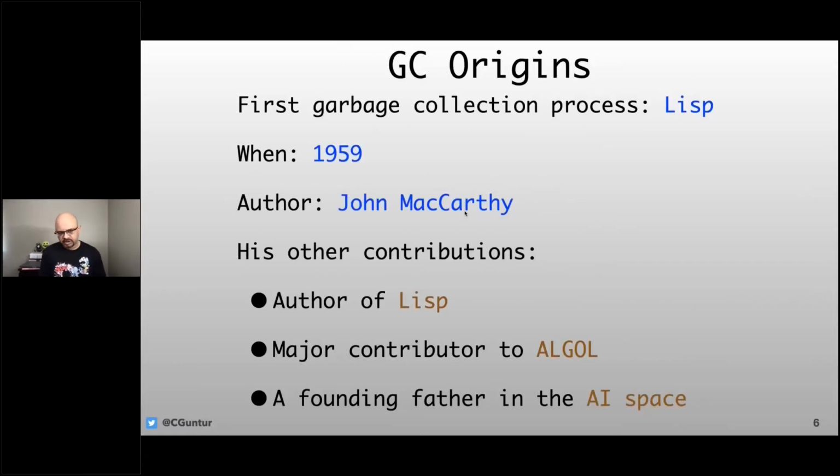Where did garbage collection start? It started with a programming language called Lisp. It was created back in 1959, so it's not a new concept we are talking about. The author was John McCarthy, and he's quite famous. He's a founding father in the AI space. In fact, a lot of his contributions are what run AI today. So his contributions are vital. And when he thought about garbage collection, he made some sensible choices doing that. So that's something we would like to keep in mind.